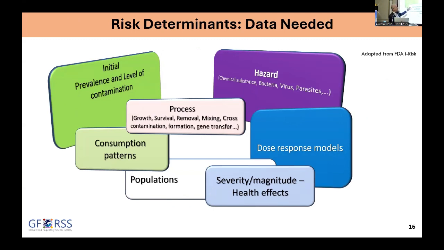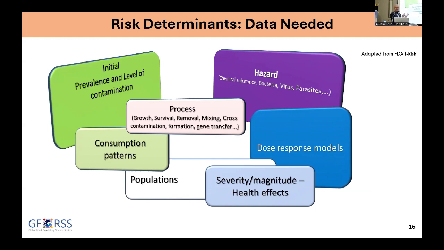Again, the same type of information. All what you see on the right are data that will inform you on the hazards: dose response models, severity, magnitude of health effects, the impact on populations, and so on. That's what you find on hazards. What you see here on the left, basically that's what informs you on exposure. Population aspects actually may inform both.